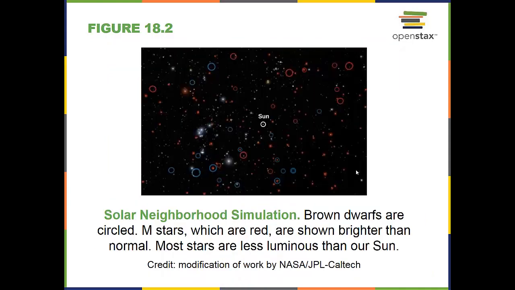Here is a map of the stars closest to us. The brown dwarfs are circled. The ones in the blue circles were discovered by a different team than the ones in the red circles. The stars that appear red are shown brighter than normal. Notice that most of the stars in the image are fainter than the Sun. I'd mentioned earlier that the Sun is below average. If you arrange the stars from highest luminosity to lowest luminosity, the Sun would be on the low luminosity side.